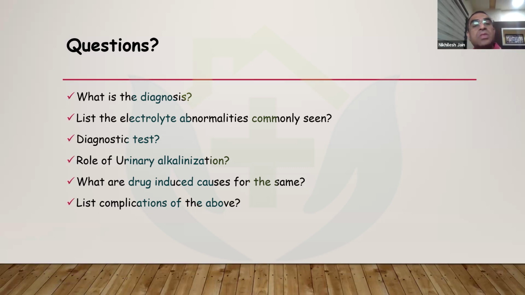You need to know whether there is any role of urinary alkalinization. You need to know drug-induced causes of rhabdomyolysis and list the complications of rhabdomyolysis. In addition to that, you can have an offshoot wherein they may ask you about the timing of renal replacement therapy. It can go on to a tangential of definitions or various criteria for defining acute kidney injury. Am I clear? So we go on to the next CCS.